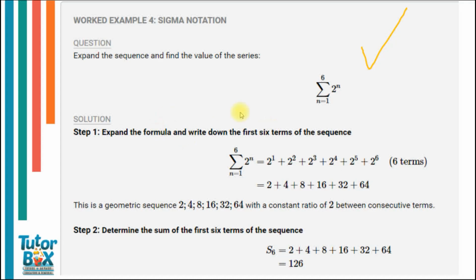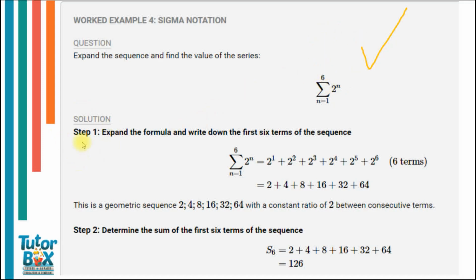Right. So let's just quickly look at this example. This example falls under sigma notation, guys. It says expand the sequence and find the value of the series. Here they're asking you to sum 2 to the power of n from the time that n is 1 all the way to 6.